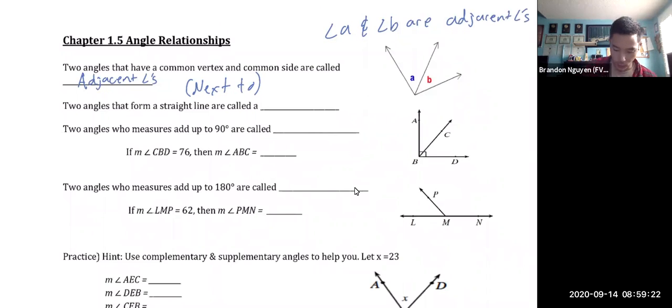Two angles that form a straight line are called a linear pair. Okay, it kind of makes sense. Linear means line, pair means two, so those two angles.